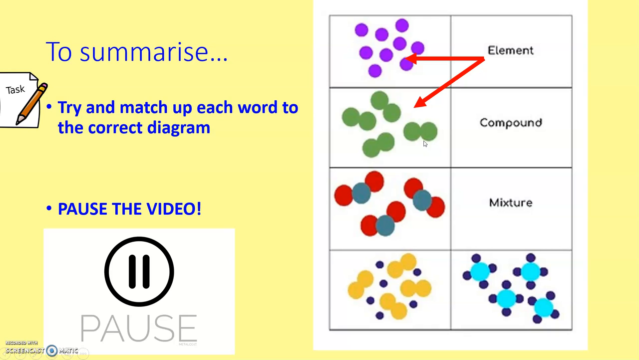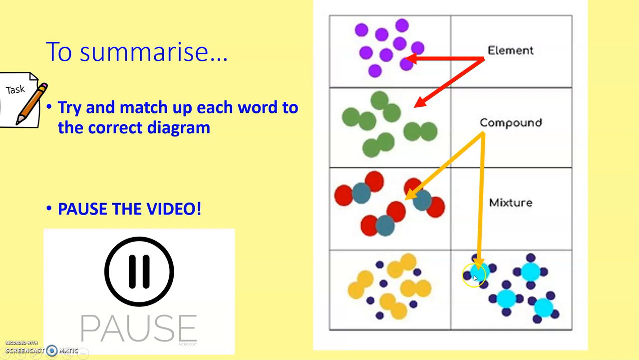For compound, that means it must be bonded together. That means it is only this one and this one, because once again they are two or more elements that are bonded together. So you've got two different elements, but they are bonded, joined together.